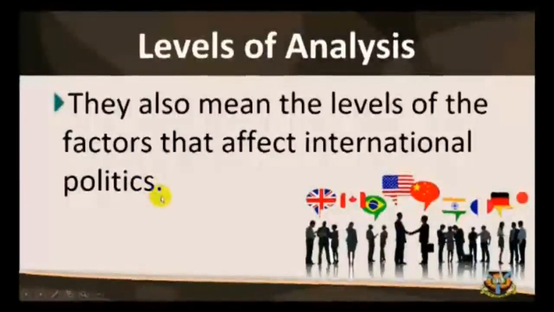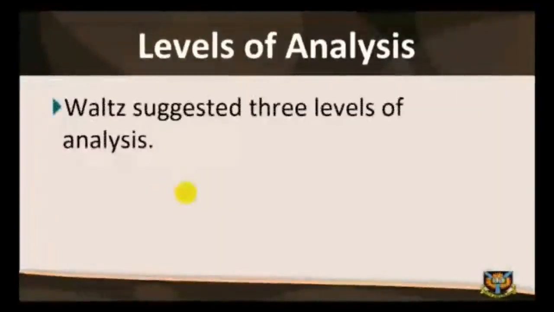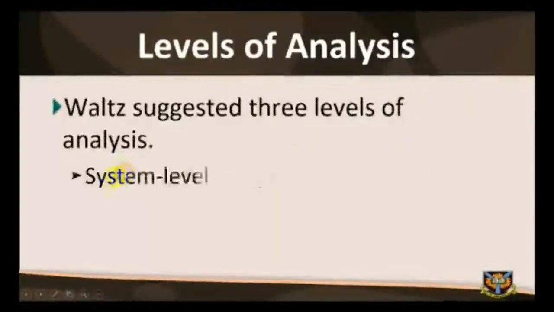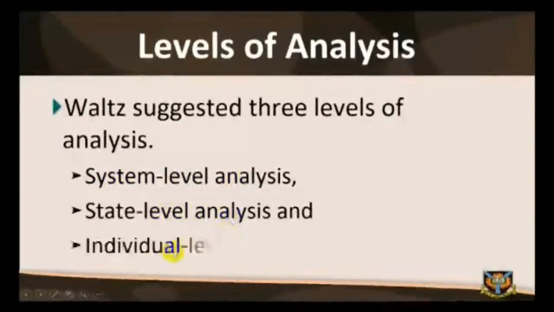Some scholars have suggested various levels by which international relations can be analyzed, ranging from 2 to 6. But the most popular and frequently used is the one put forward by Kenneth N. Waltz. In his book titled Man, the State, and War, Waltz suggested 3 levels of analysis. These are system-level analysis, state-level analysis, and individual-level analysis. Let us examine them.